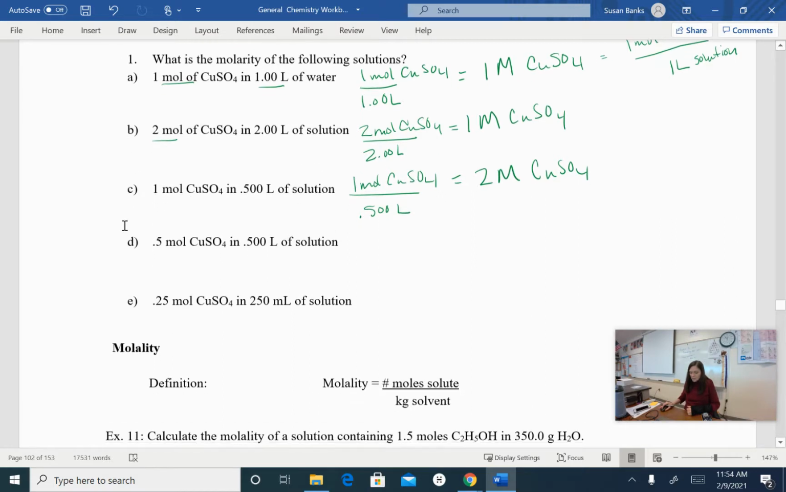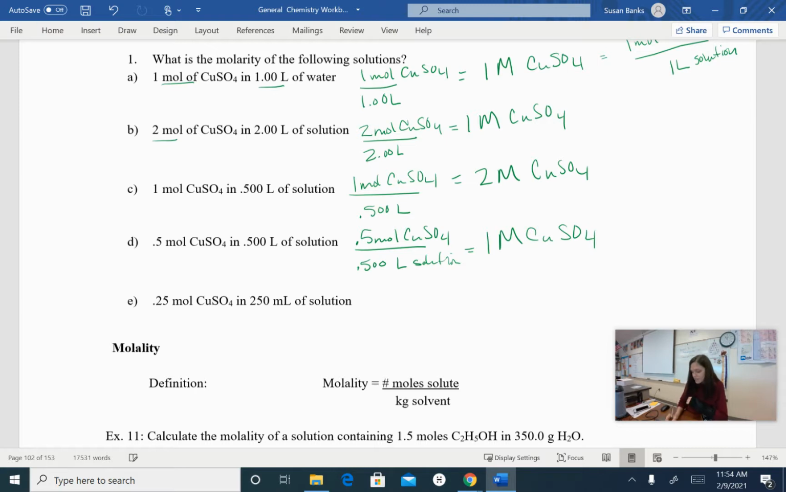Okay, D, I have 0.5 moles of copper 2 sulfate in 0.5 liters of solution. 0.5 divided by 0.5 is 1. So I will have 1 molar copper 2 sulfate. How'd you do on that one?